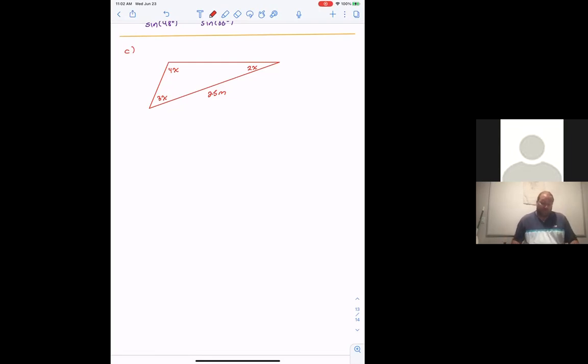So how do we do it? Because we can't use the law of sines or the law of cosines. We don't have an angle side pair. We don't have two sides. But what I do have is expressions for the 3 angles. And I do know that the 3 angles have to add to 180 degrees.